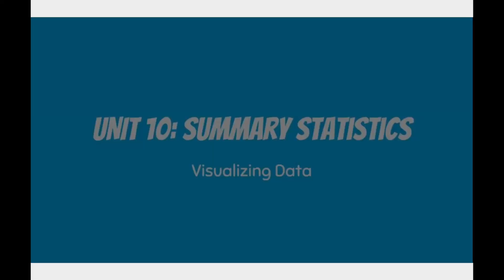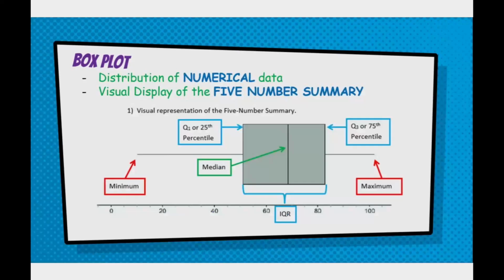Yesterday we discussed box plots and how that's a visual representation of the 5-number summary. Today we're going to review some things that we've already talked about and then some other things as well. Box plot yesterday, distribution of numerical data, and it's a visual display of the 5-number summary.